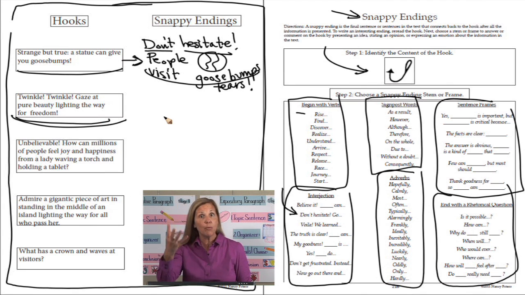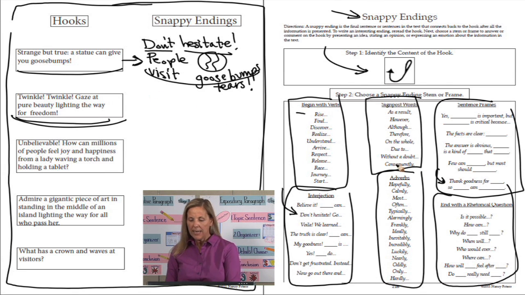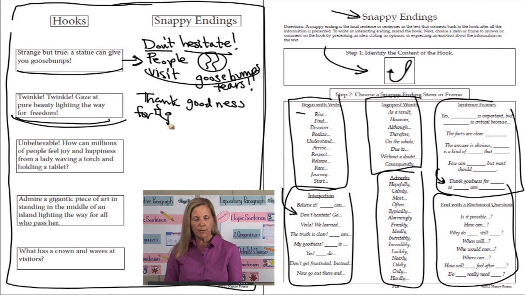We want to leave with that idea again, but we need to begin with some sort of snappy ending stem or frame and then finish up with that thought. Let's go to our sentence frames. So we could say, thank goodness for Lady Liberty so she can lead people to freedom in this world. Excellent. So we'll start off with, thank goodness for Lady Liberty. So I'm just going to draw her up here for Lady Liberty so she can lead people in this world towards the idea of freedom.